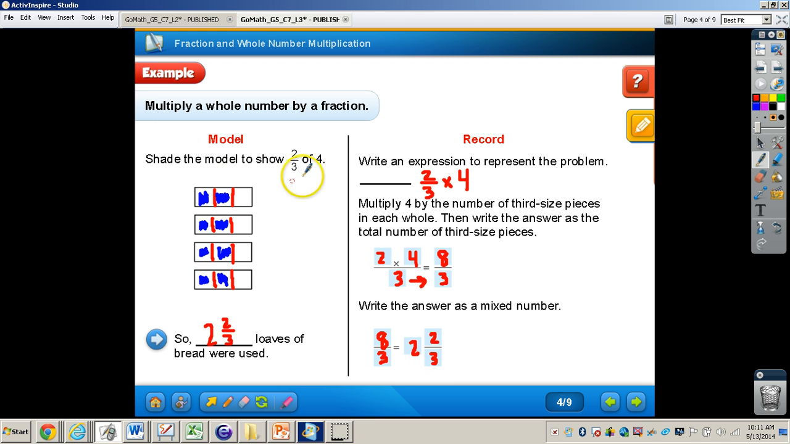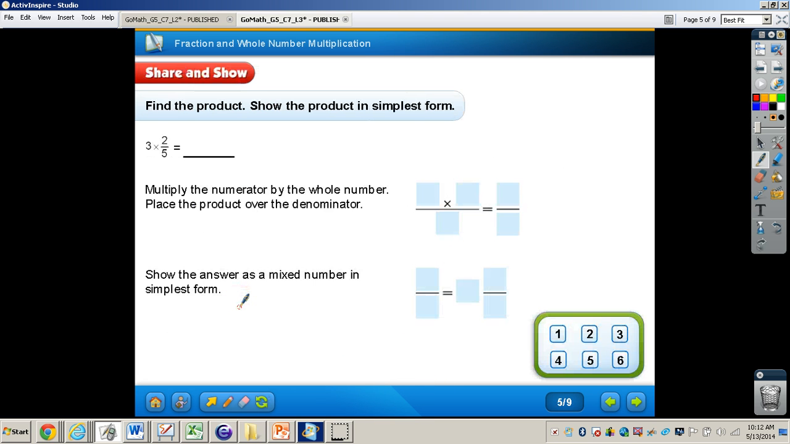So you can see how to multiply 2/3 times 4 with the model, and you can also see how to multiply this without the model. Now I want you to turn to page 301 to the share and show section, and we have 3 times 2/5. What I want you to do is work this problem with me, and we're going to go through these couple steps.